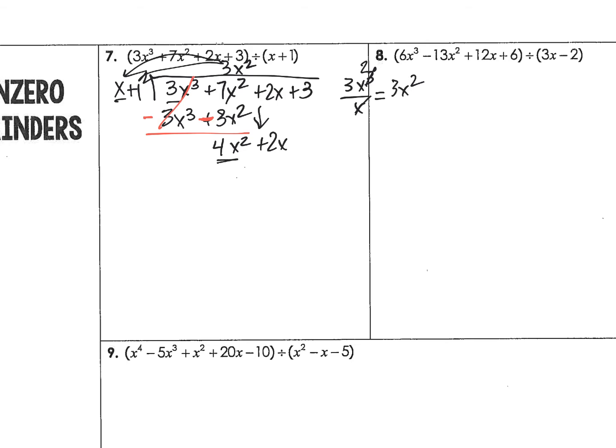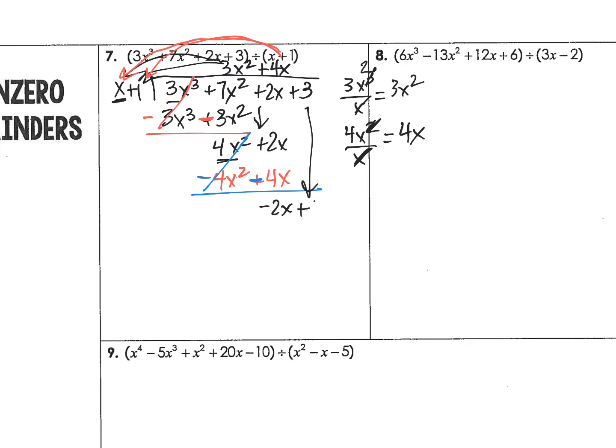Start again. This, 4x squared, divided by this. X squared, that's x, so this is 4x. So plus 4x. All right, so now we do 4x times x is 4x squared. 4x times 1 is plus 4x. And now we're going to change signs. Change, change. This goes away. So now we're left with 2x minus 4x, which is negative 2x, and bring down positive 3.